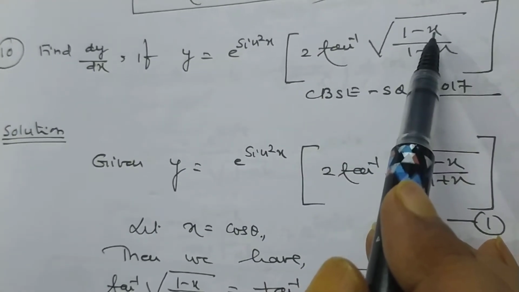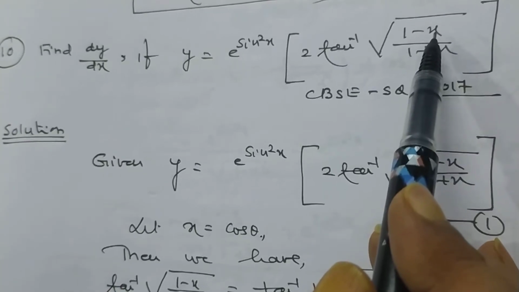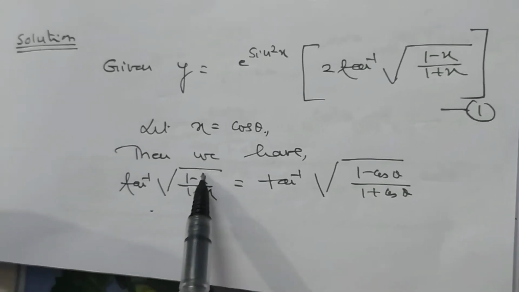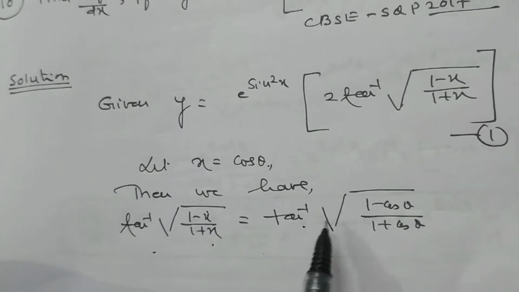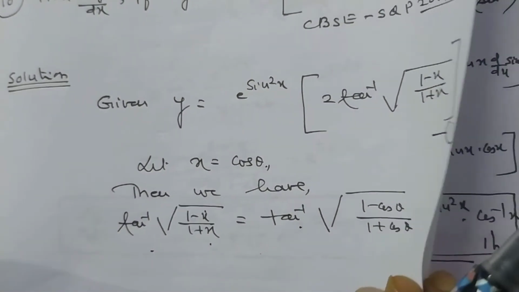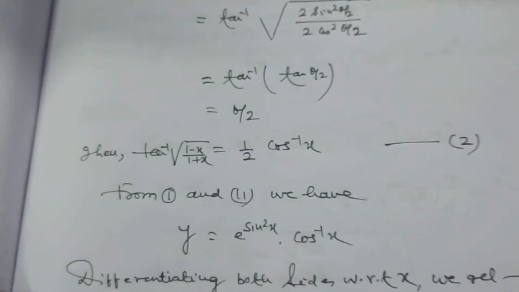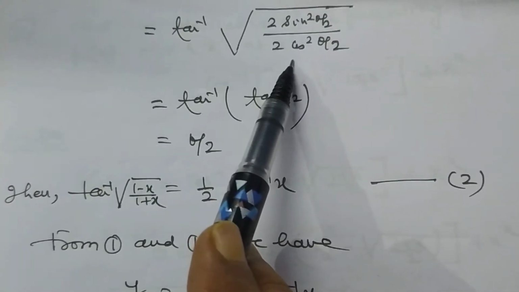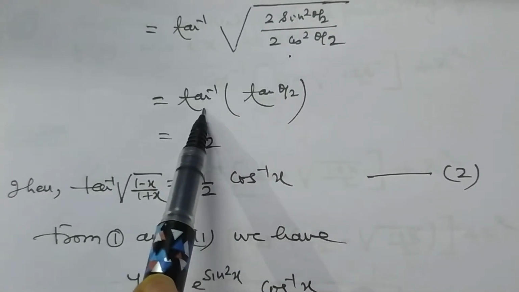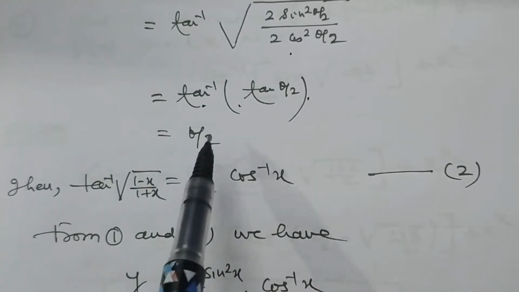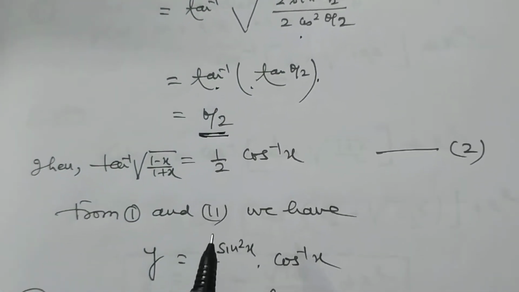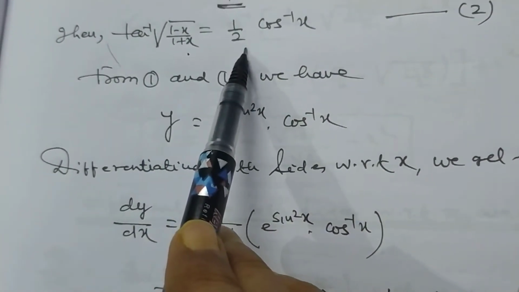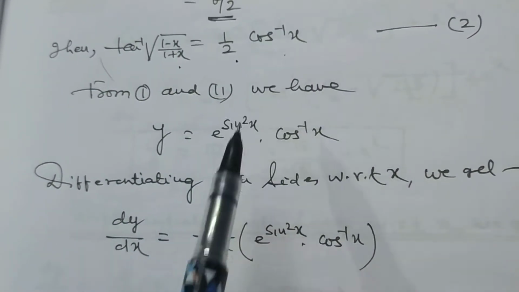For the purpose of simplification, we put x equal to cos theta. Then tan inverse of (1 minus x) by (1 plus x) is equal to tan inverse of (1 minus cos theta) by (1 plus cos theta), which is tan inverse of 2 sin square theta by 2 over 2 cos square theta by 2. It becomes tan inverse tan theta by 2, and that is theta by 2. Then the value of tan inverse root over (1 minus x) by (1 plus x) is equal to half cos inverse x.